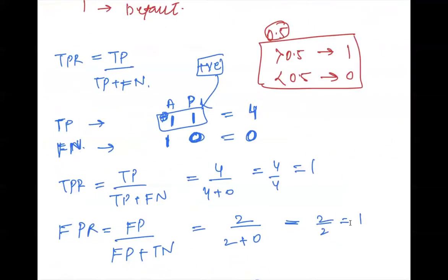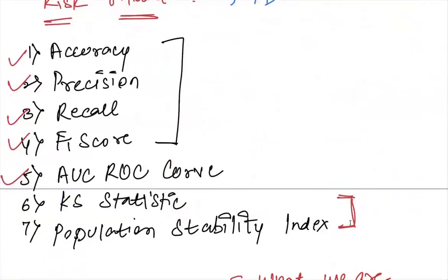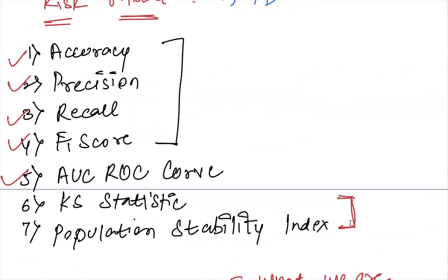So this was all for today's session. As I said, what we have covered is accuracy, precision, recall, F1 score. Now, the homework is to read K statistics and population stability index.